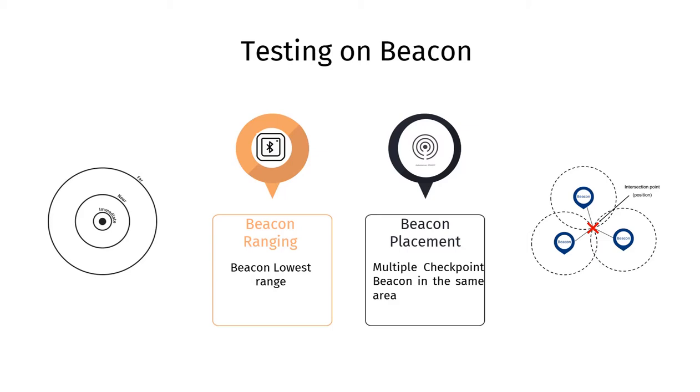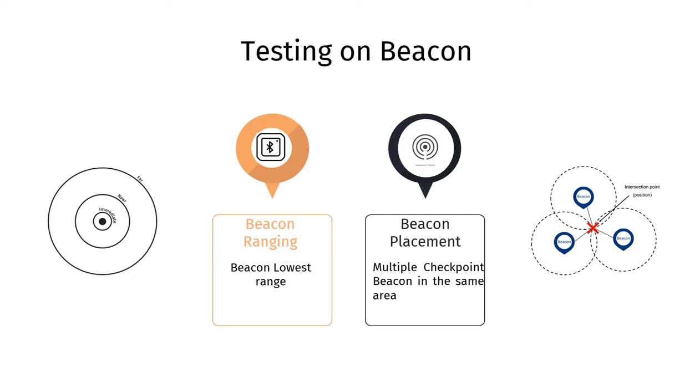From the experiment, we did get around 4.43 meter of the beacon range, so it's considered very reliable to act as a checkpoint. Next, we did the multiple checkpoint beacon in the same area to find whether multiple checkpoint beacons in the same area will affect the phone application to detect signal from specific beacon. The results show that even though the phone detects multiple beacon signals, it accepts checkpoint 1 first, then only it will accept another checkpoint beacon signal.